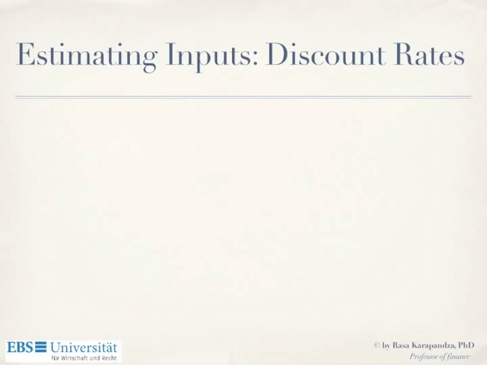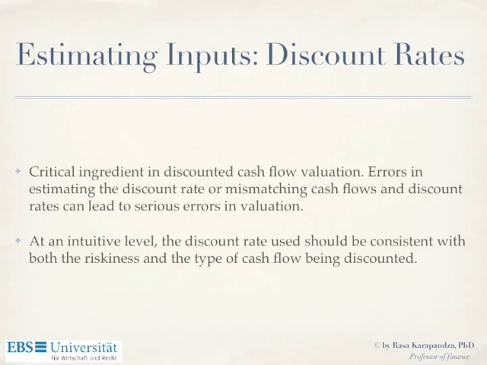Now, the important thing is that not only the growth rate is important, but the discount rate is important, because we have dividend over R minus G. G is important, but R is also important. And we will dedicate a couple of classes to talking about this discount rate. But the point is that this discount rate somehow should be related to the risk of this business. The riskier the business is, the higher the rate should be.